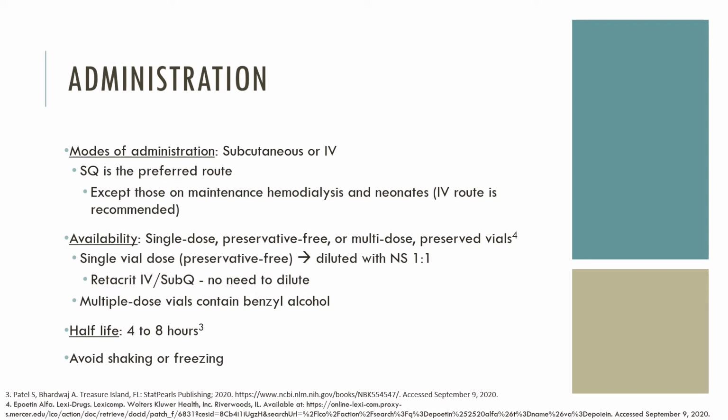For the administration of Epoetin Alfa, there are 2 modes of administration, including subcutaneous or IV. Sub-Q is the preferred route, except for when the patient is on maintenance hemodialysis or if they're needle-naive, then you would give them the IV route. Epoetin alfa comes in two different forms, the single-dose preservative-free or the multi-dose preserved vials.